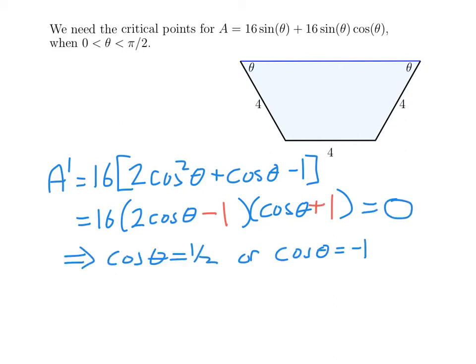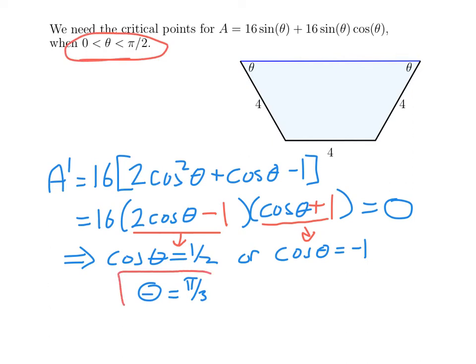Setting this expression equal to 0, we see either that 2 cosine theta minus 1 is 0, which means that cosine theta is a half, or cosine theta is minus 1. Among the numbers we're looking at, angles between 0 and pi halves, the only value that solves cosine theta equals a half is theta equals pi thirds. And in fact, there are no angles that satisfy cosine theta equals minus 1 in this restricted domain.